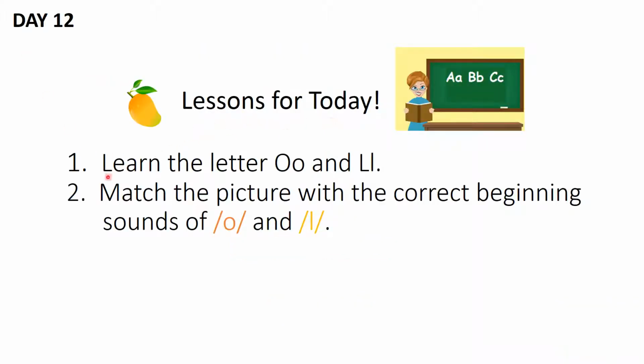Lessons for today: learn the letter O and L. Match the picture with the correct beginning sounds of O and L. Okay, so this is letter O. Big letter O and small letter O, and the sound is A. A. Say it. A. Okay, so can you give example of word or object that begins with the sound A?